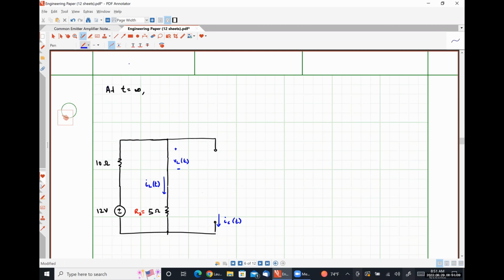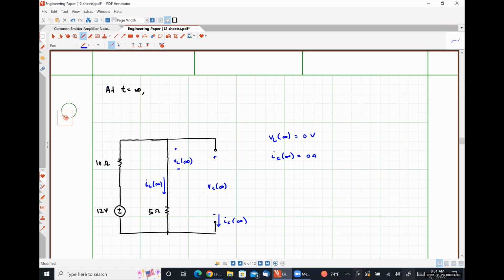And we're going to be solving for the following quantities, which are VC at infinity, IC at infinity, VL at infinity, and IL at infinity. By inspection, we can see that VL at infinity is 0 volts and IC at infinity is 0 amps.